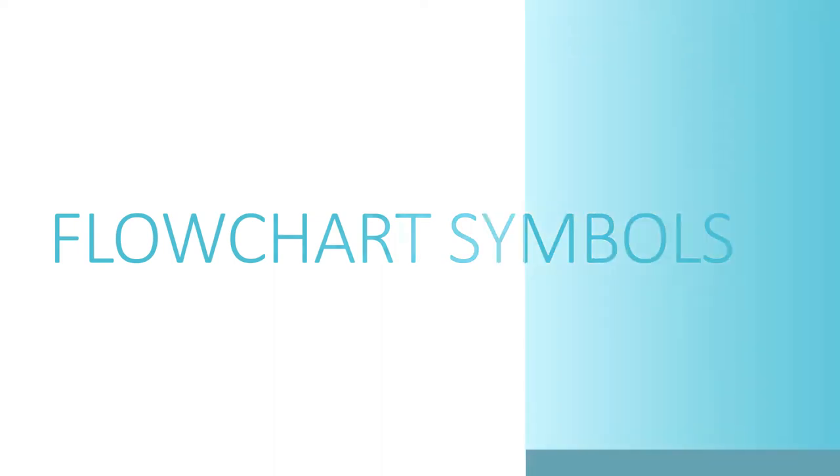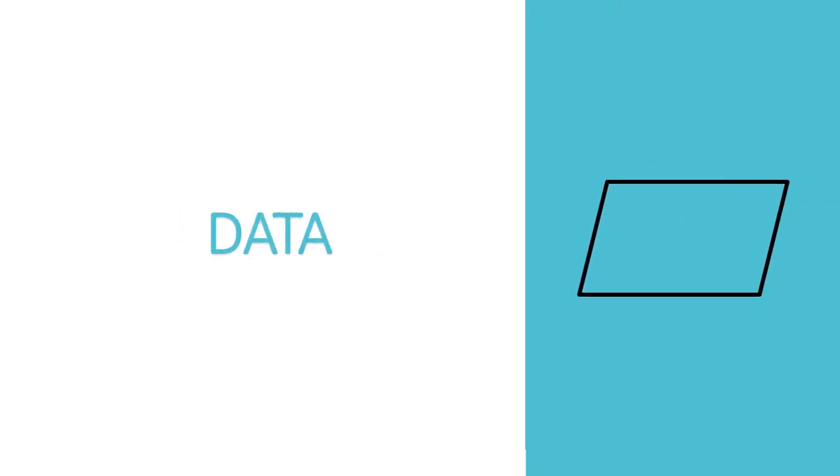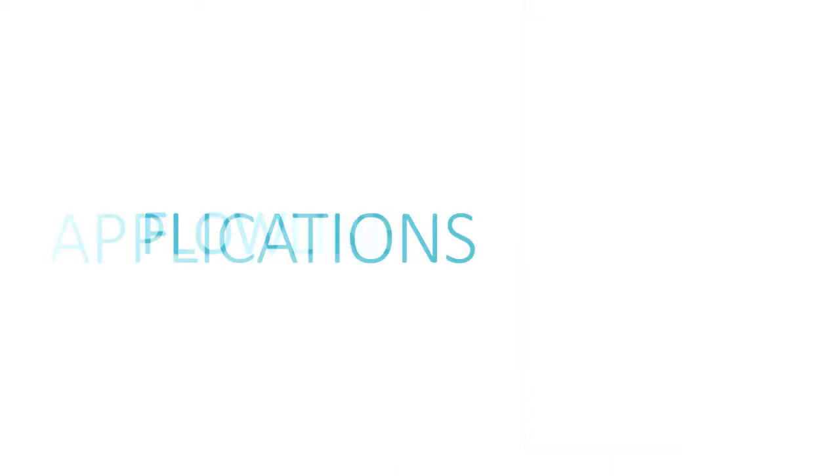Basic flowchart symbols. Start or end symbol, also known as the terminator symbol. It is used to represent the beginning or end of a workflow. Process symbol. It is used to represent a process, action, or function. Decision symbol. It is used to represent a decision to be made. Data symbol. It is used to represent input or output of data. Flow line symbol. It is used to represent the order of operation or workflow.